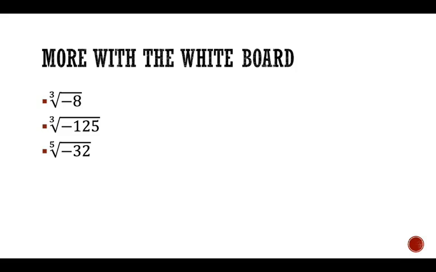What times what times what times, 1, 2, 3. What times itself 5 times gives me -32? -2. It's going to be a negative answer. So the answer is -2, because -2 to the 5th power is -32.